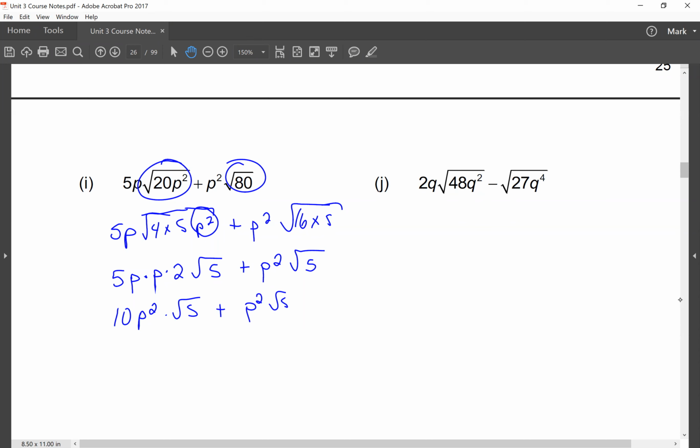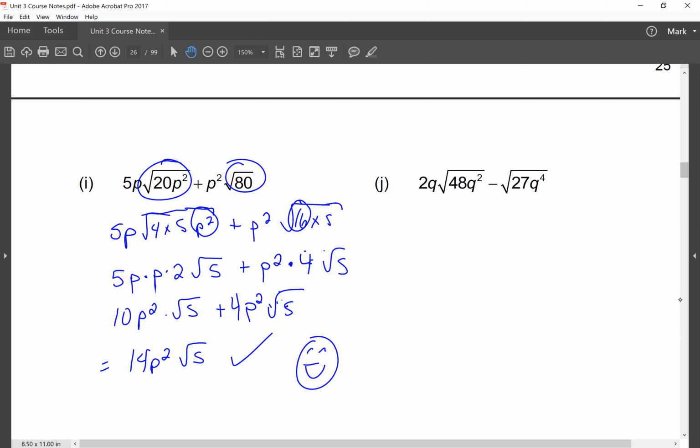And that's it. Oh, hold on, I might have missed a number up above. Sorry. I forgot to take my 4 out. Everything was good, I just left out this 4. So don't forget the 4 there. The square root of 16 is 4. There we go. So 10p squared root 5 plus 4p squared root 5 would give me 14p squared root 5. And that's it.